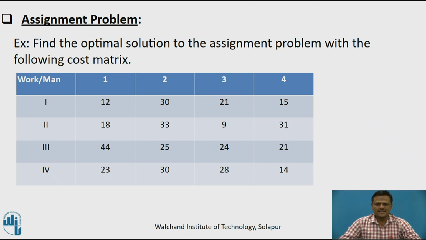As the number of rows and columns of this matrix are equal, this particular assignment problem is called a balanced assignment problem. In this matrix, the cost of performing all the 4 jobs or works by 4 men are given. For example, the cost required to perform the first job by the first man is 12. Like this, all other costs are given. Now let us see the solution.